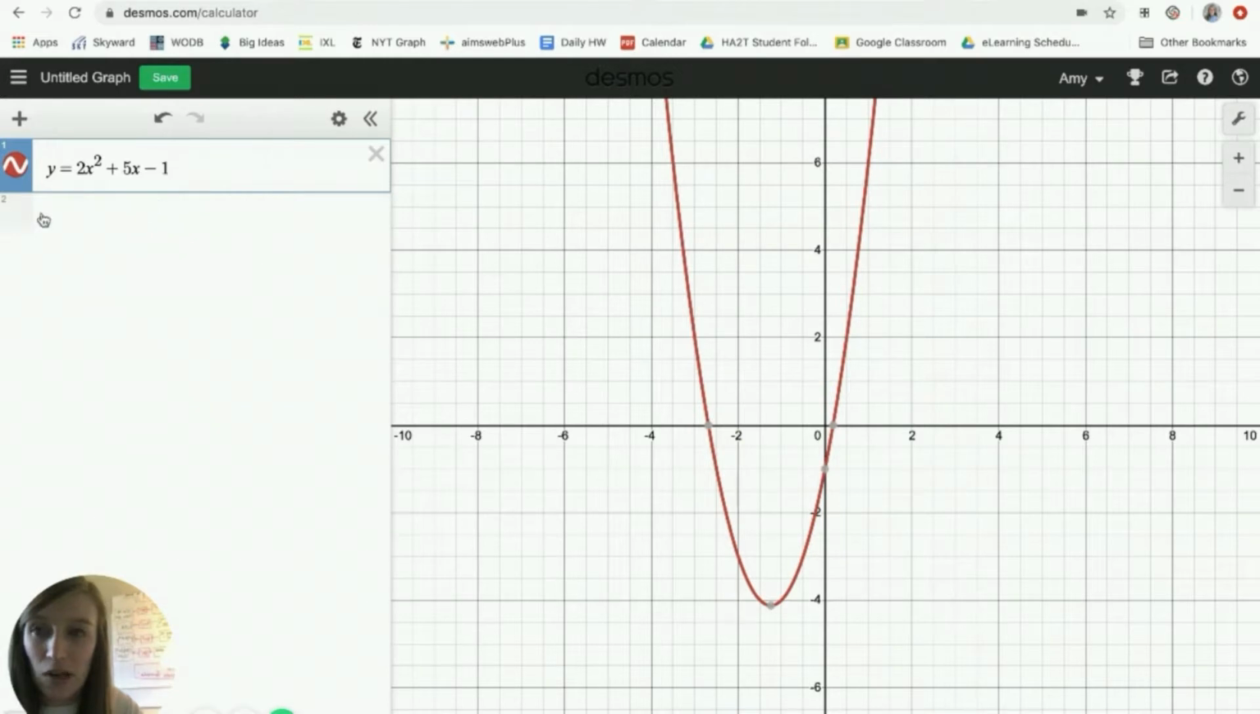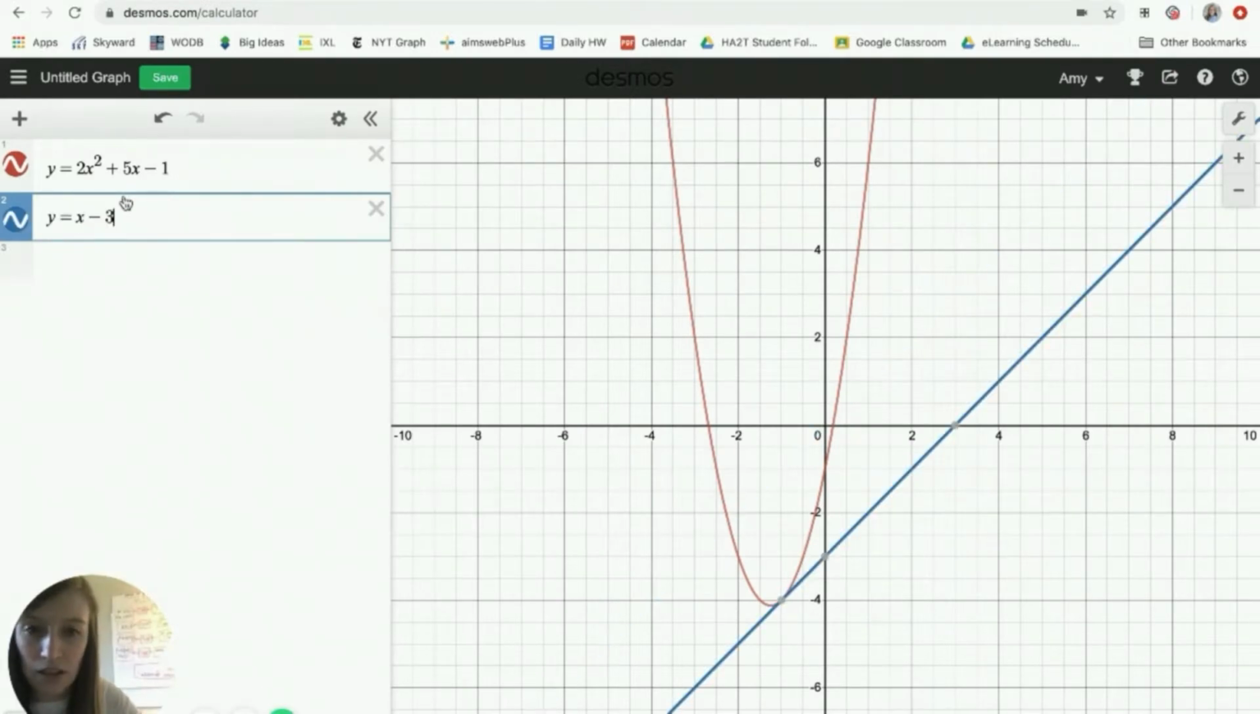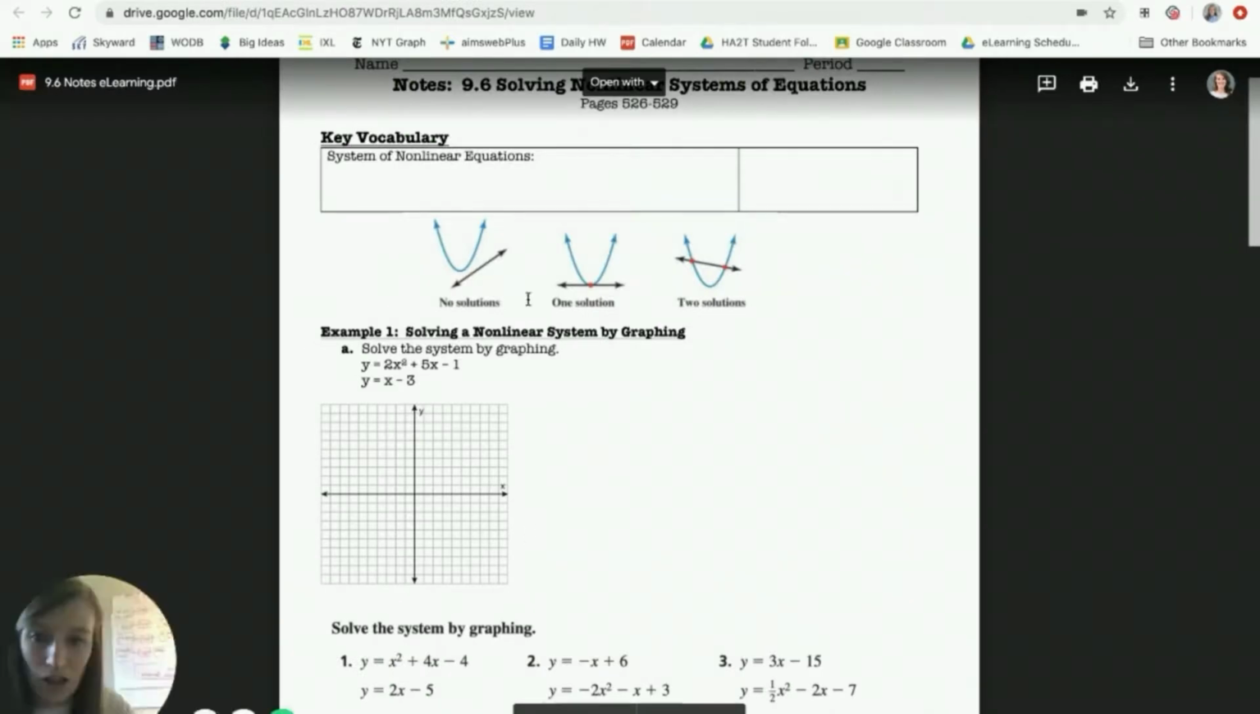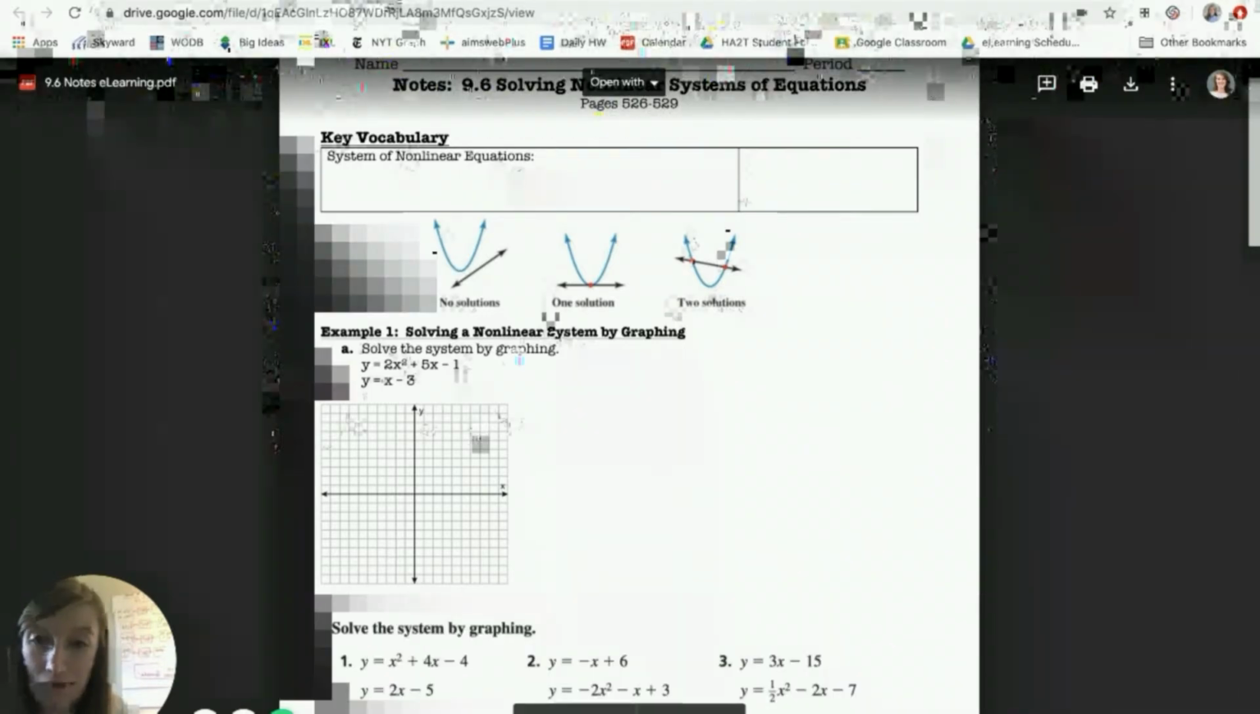Great. To graph the next one, I'm just going to click down here. The next one was x minus 3. So this is y is equal to x minus 3. One other thing you can see is that Desmos does all of the work for you. Right there, that is the point of intersection, -1, -4. So that is the solution to this system. If I were looking to solve this system right here, I would say -1, -4, because that's the point of intersection.